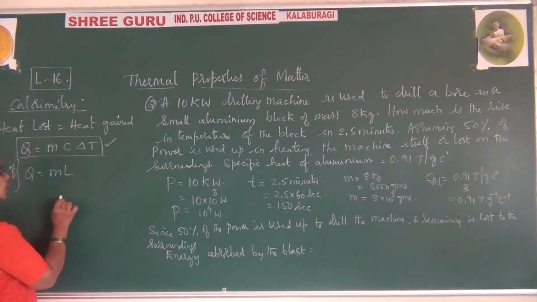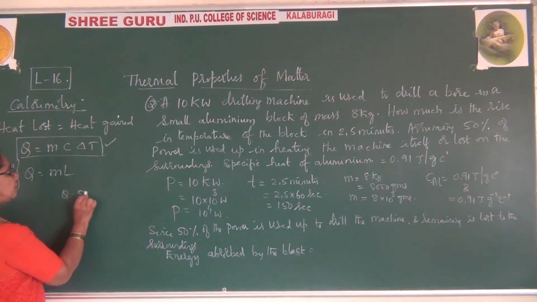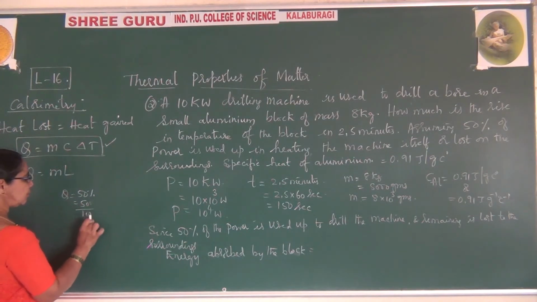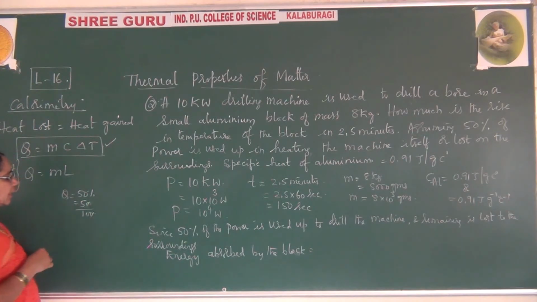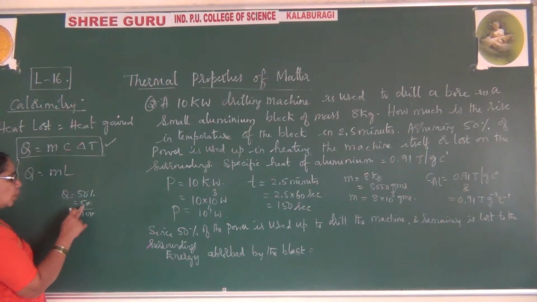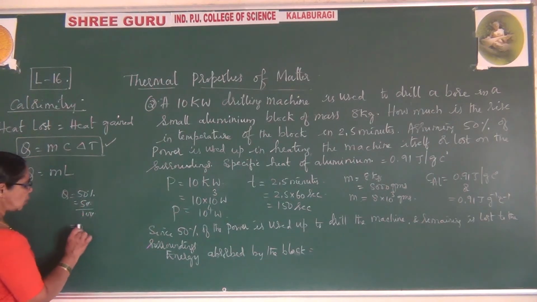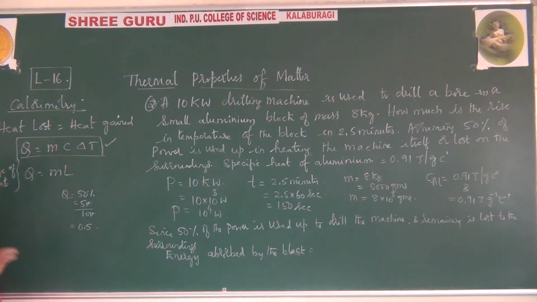So Q is equal to 50%, which means 50 by 100. The 10s get cancelled, so 5 by 10. 5 by 10 means what? 1 by 2. 1 by 2 means what? 0.5. I think you are able to catch this one.